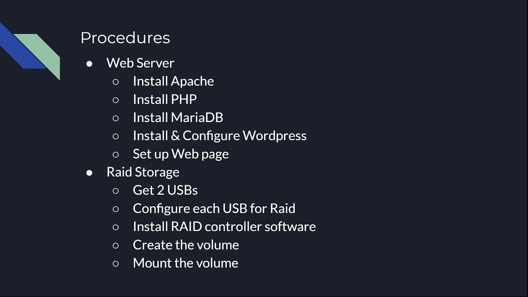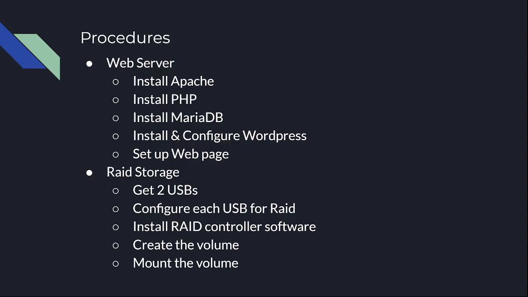So moving on to the actual procedures, the project was split up into 2 phases, with each one being about 2 weeks of the project. So the first section was the web server, the second was the RAID storage. For the web server, first commands had to be used to install Apache 2 and configure that system. Then PHP had to be installed because a lot of the web page files were .php files. And then MariaDB had to be installed.